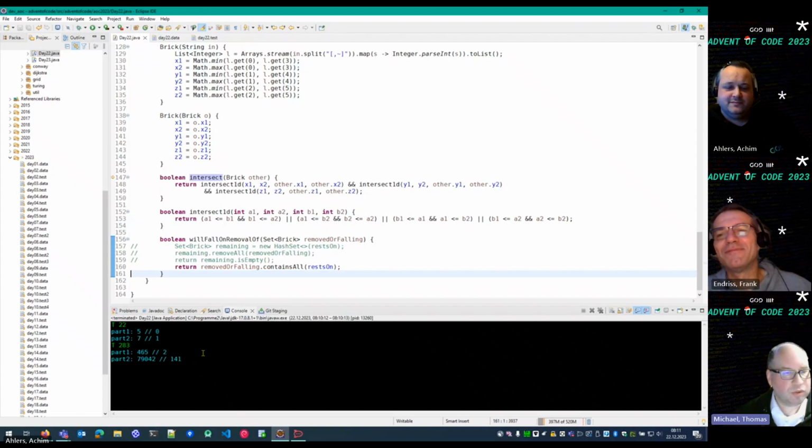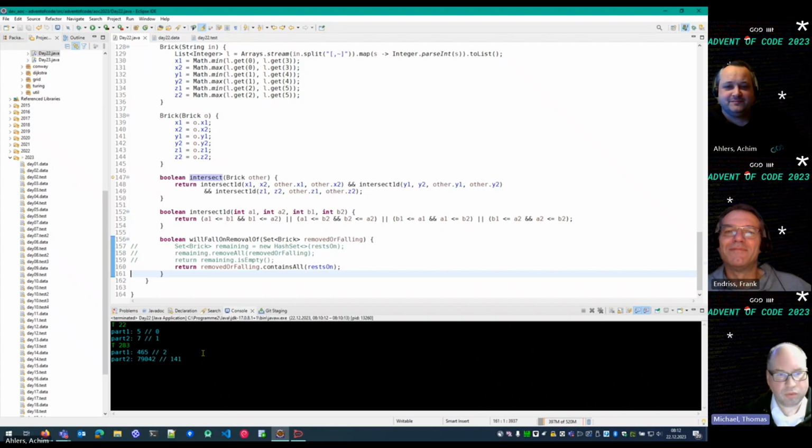Achim, same question to you. Do you like this riddle? I did like it. We got the chance to play Tetris and Jenga. Yeah, nice. What was the hardest challenge for you, Achim? I had a bug in part 2 where I was counting the removed brick as also a falling one, which resulted in a completely irrelevant result.